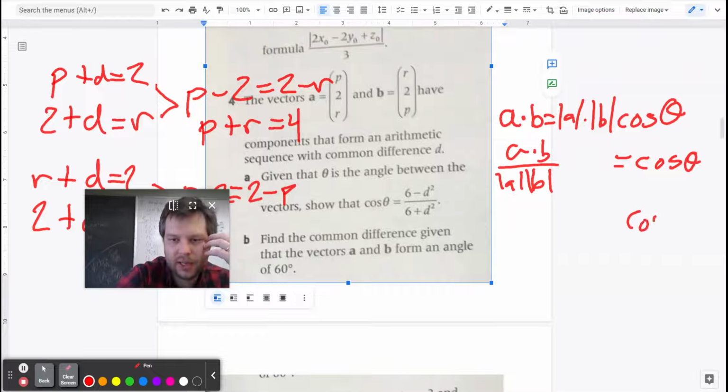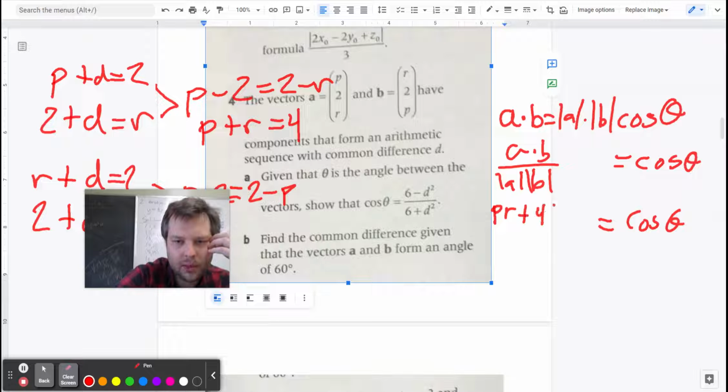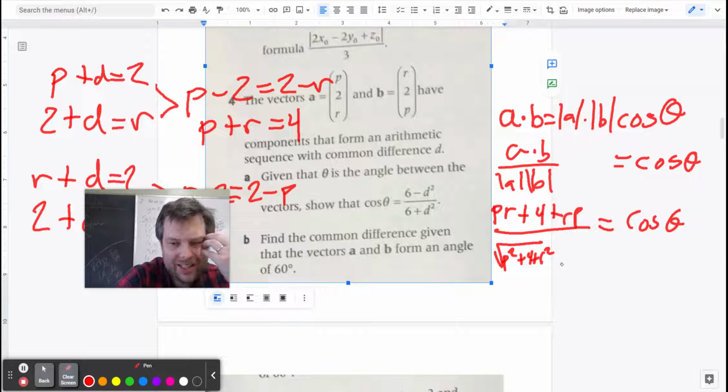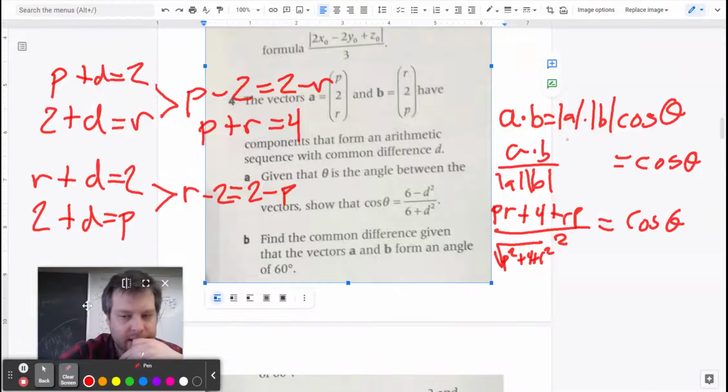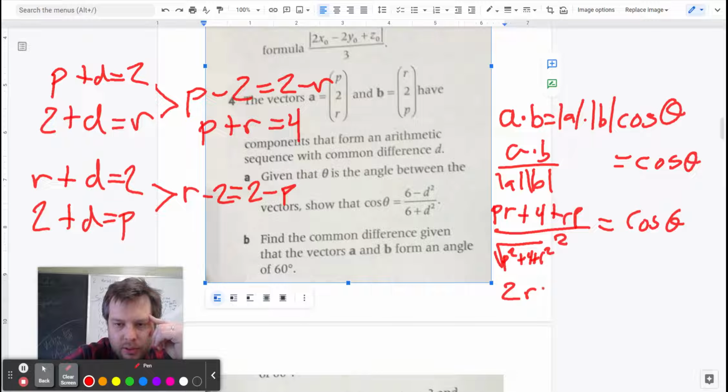Let's see, cosine of theta is going to be PR plus 4 plus RP, that's the dot product, over magnitude of A, square root of P squared plus 4 plus R squared. And then the magnitude of B is the same thing, and so we square it because they're multiplied by each other. Then, what do I know? PR and RP are the same, so let's simplify a little bit. We have 2RP plus 4, and then the square and the square root cancel. So P squared plus R squared plus 4.